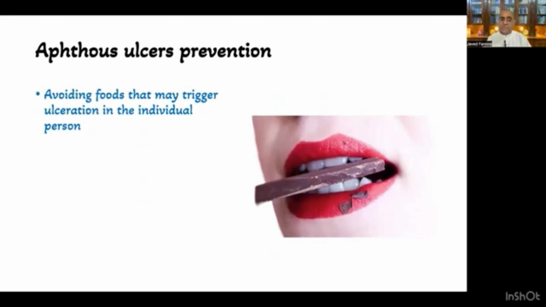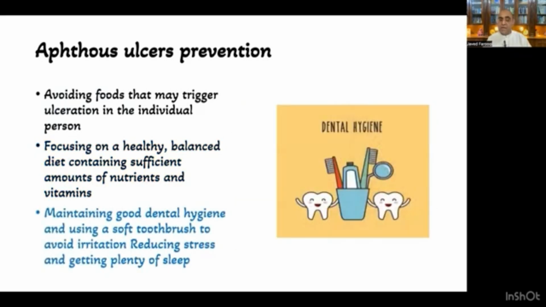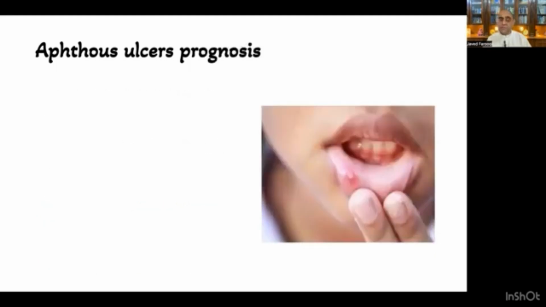The key to success is to avoid food that may trigger ulcerations in the individual person. You focus on a healthy, balanced diet containing sufficient amounts of nutrients and vitamins. And you maintain good dental hygiene, using a soft toothbrush to avoid irritation, reducing stress, and getting plenty of sleep. This is very, very important, the dental hygiene.